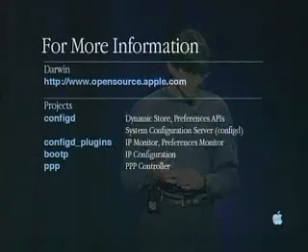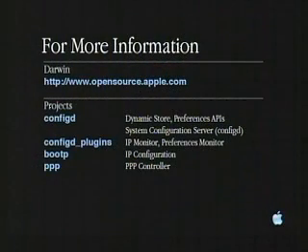The other project to check out is configd plugins. This contains most of the agents. It contains the IP monitor and the preferences monitor that I talked about today. Third project is bootp. Bootp contains the IP configuration agent. And PPP contains the PPP controller.